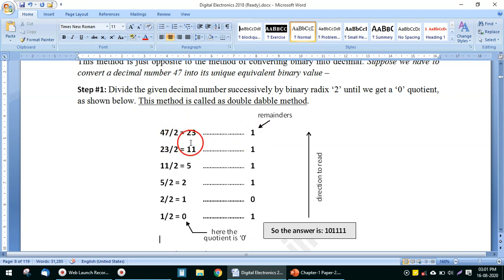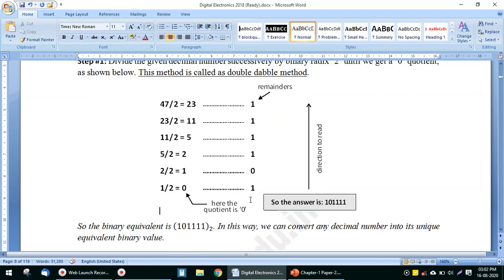So 47 divided by 2 is equal to 23 with remainder 1. You have to write down the remainder in the same line like this. Then again take the quotient 23 and divide it by 2. You get 11. The remainder is 1. 11 divided by 2 is equal to 5 with remainder 1. 5 divided by 2 is equal to 2 with remainder 1. Then we take this quotient 2 again here. 2 divided by 2 is equal to 1 with remainder 0. And finally 1 divided by 2.